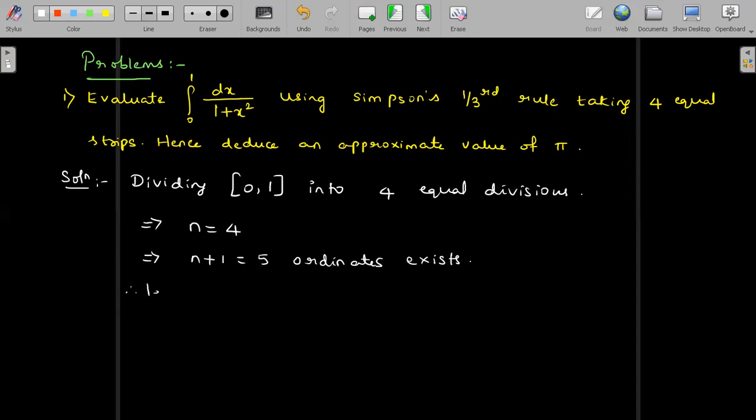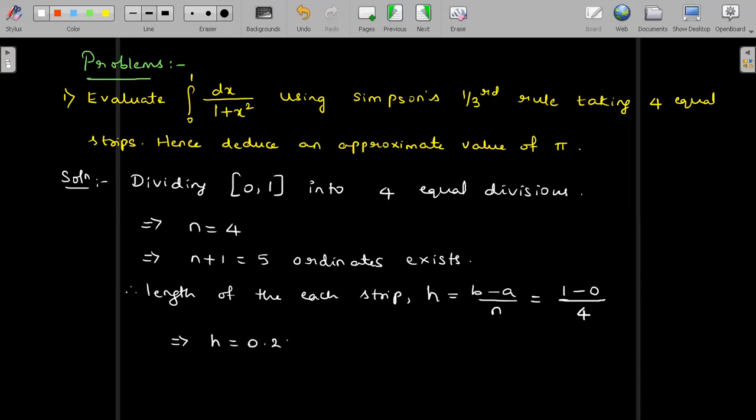Therefore, the length of each strip will be h, which is nothing but b minus a divided by n. Here, as I mentioned, the integral always will be compared to the form integral a to b. So a equal to 0, b equal to 1. This gives us 1 minus 0 divided by n, which is 4. So h is equal to 0.25. You can as well retain it in fraction. The choice is up to you. h is equal to 0.25.